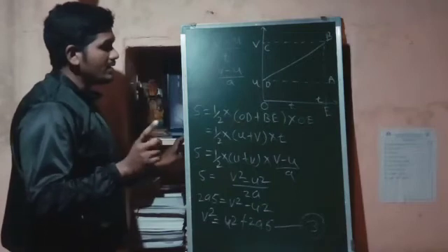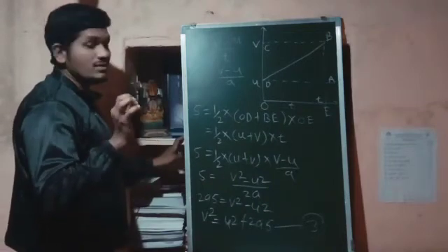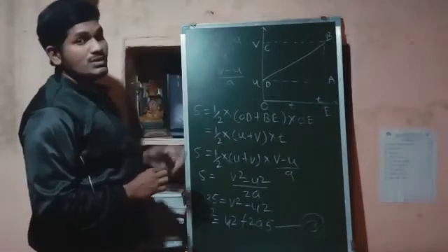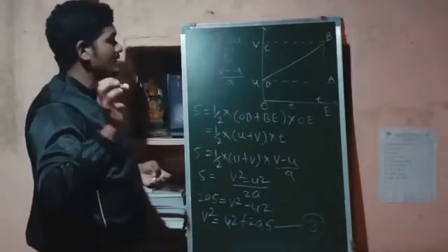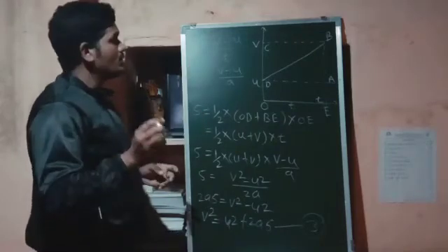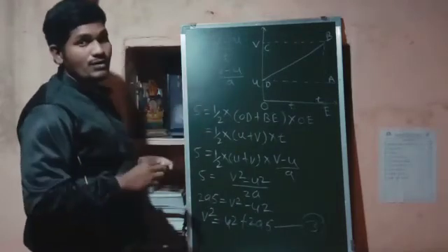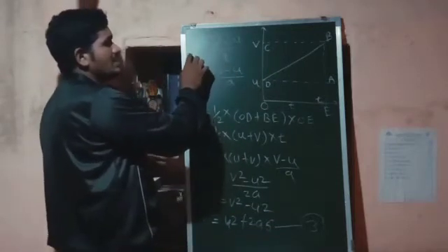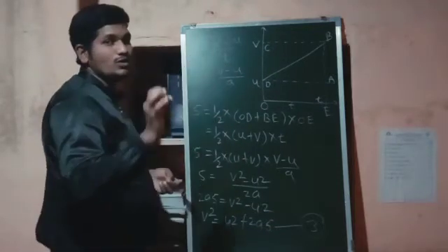Now here the important step comes. Now we have to use the formula of acceleration. So acceleration is equal to V minus U by T. We have to find out the value of T, so this T will come to this side of the equality sign, and this A will be in the denominator.